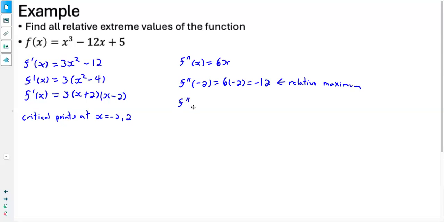Or if we have f double prime of positive 2, that's going to give us 6 times 2. And because that gives us a positive number, that's going to give us a relative minimum.